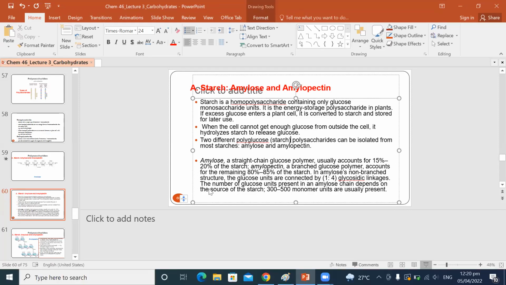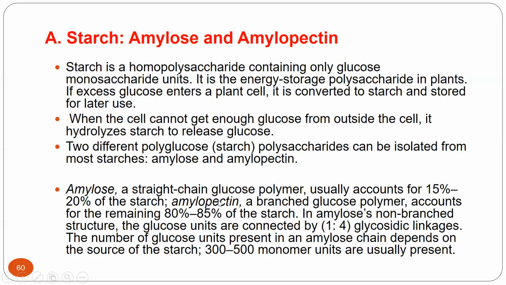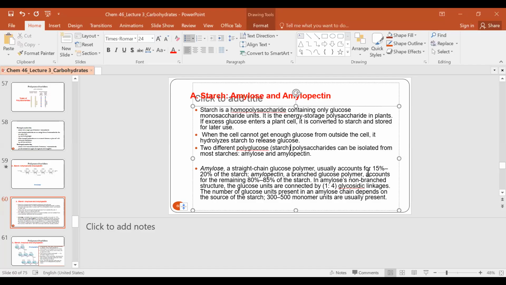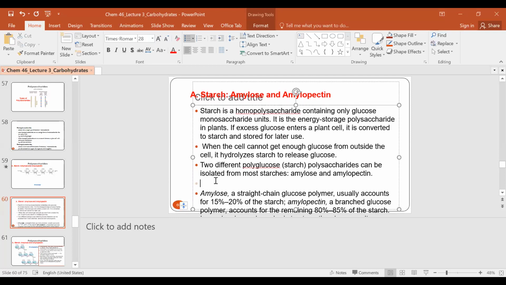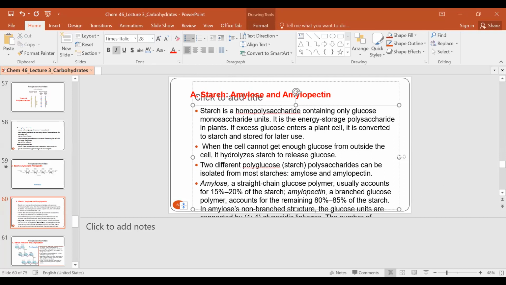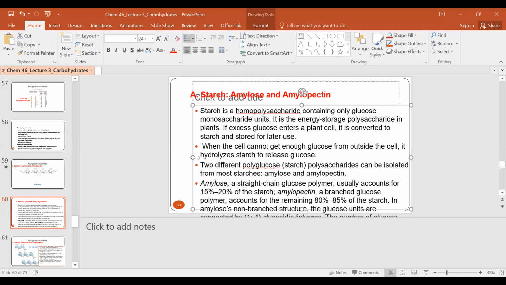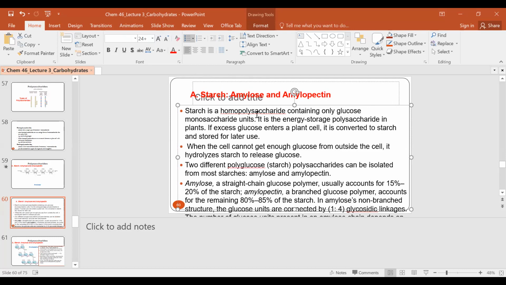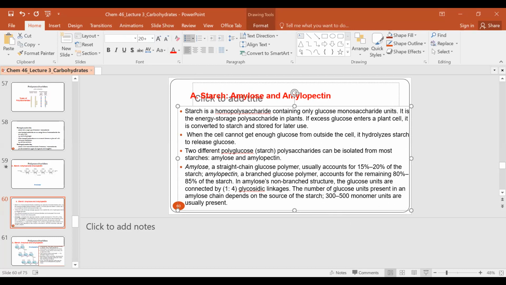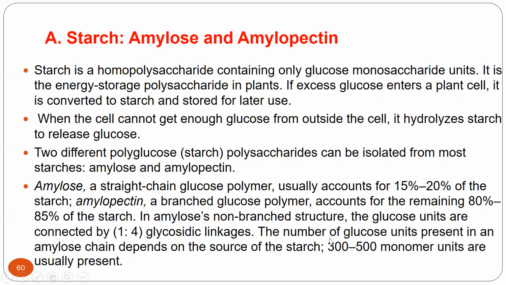Okay, so again, I have mentioned that you have the amylose and the amylopectin. The amylose is a straight chain glucose polymer. It contains 15 to 20% of the starch. And you have the amylopectin.